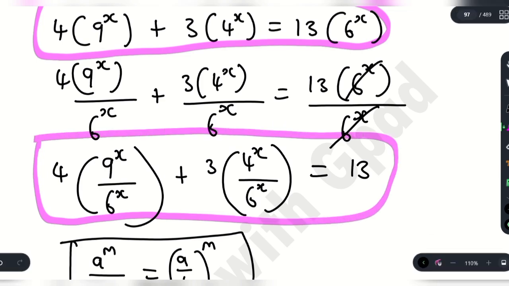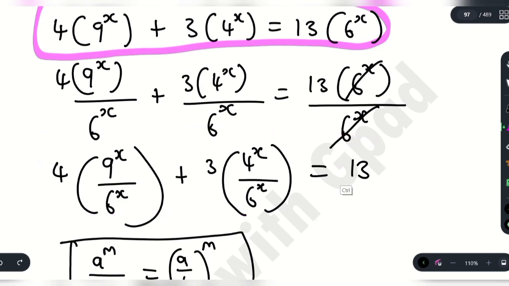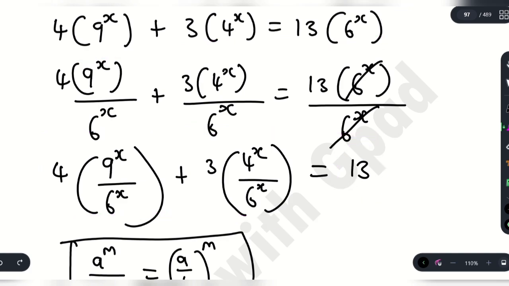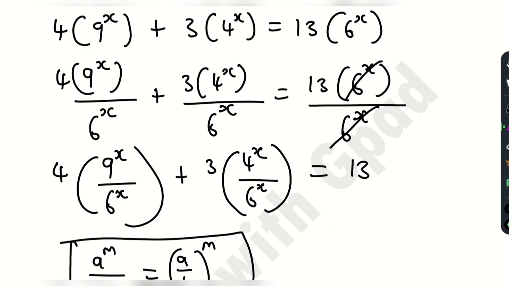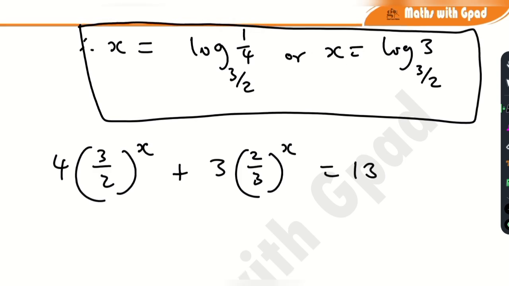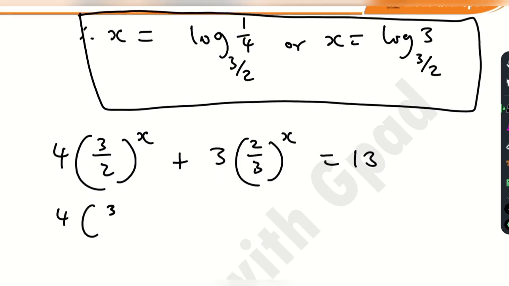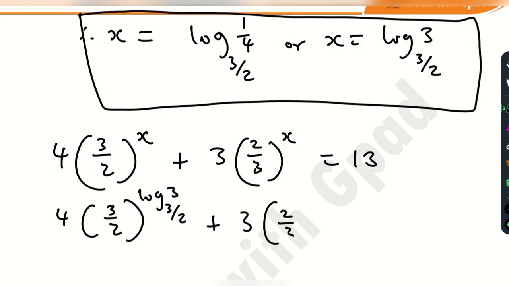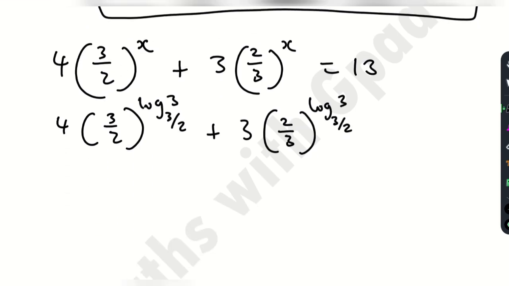If I plug in x into the left hand side, I should be able to get 13 on the right hand side. So once that is done, then I can conclude by saying that yes, it is true that the value of x is what we had before. Let's go back and plug in x into the original equation. So let's plug in x into this. That will be 4 bracket 3 over 2. What is x? X is log 3 base 3 over 2. Then plus 3, 2 over 3. What's x? Same thing, log 3 base 3 over 2. Let's see if this will give us 13 on the right hand side.